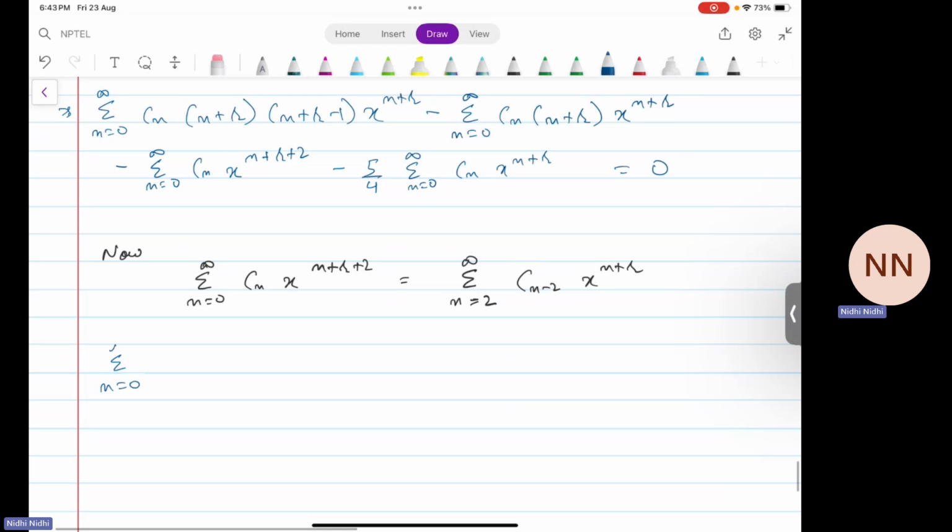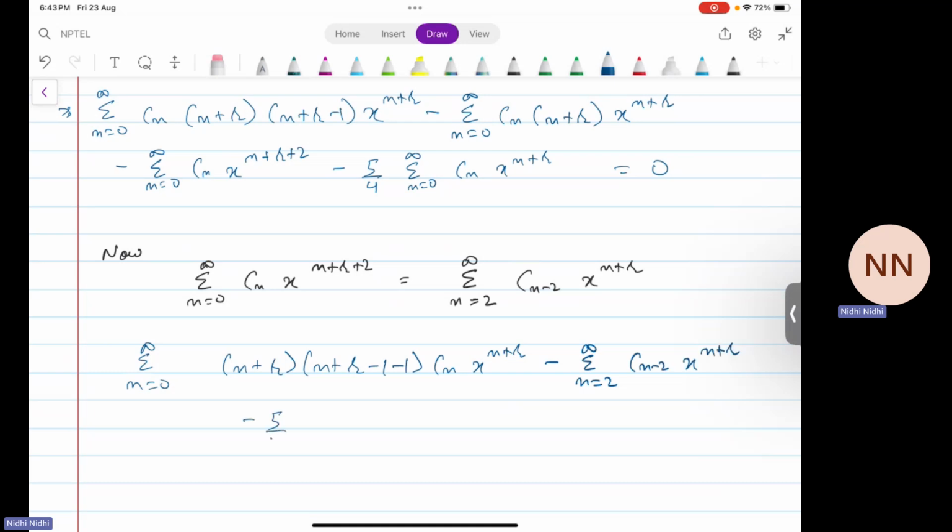summation n from 0 to infinity Cn (n plus r)(n plus r minus 1) x to the power n plus r minus summation n from, let's just club the first two terms, we'll get summation n from 0 to infinity ((n plus r)(n plus r minus 1) minus 1) Cn x to the power n plus r minus summation n from 2 to infinity Cn minus 2 x to the power n plus r minus 4 summation 0 to infinity Cn x to the power n plus r is equal to 0.